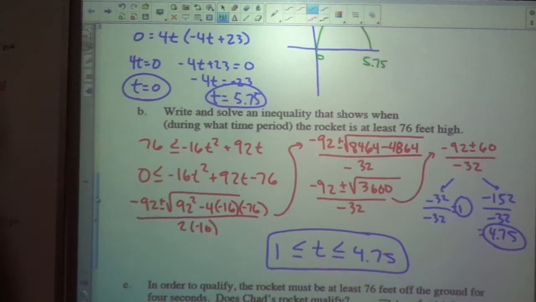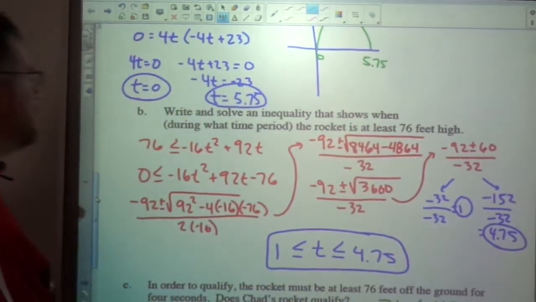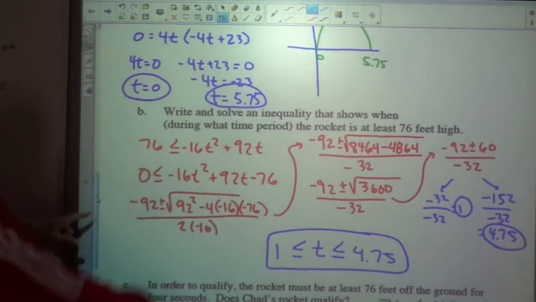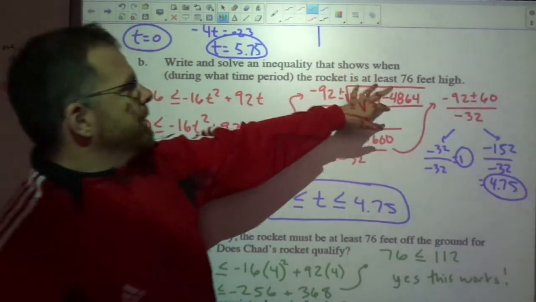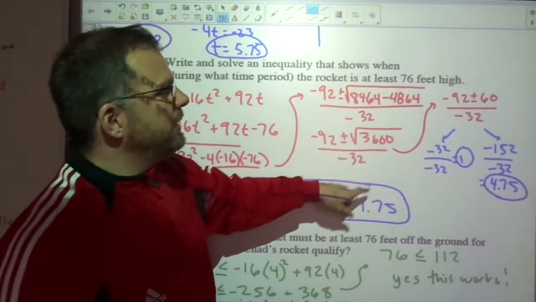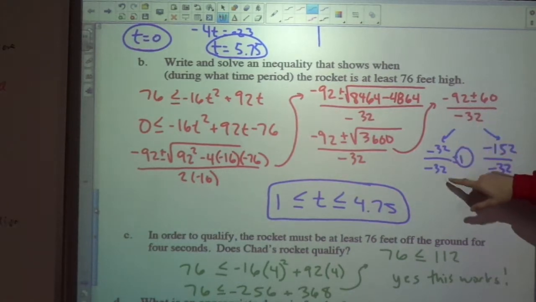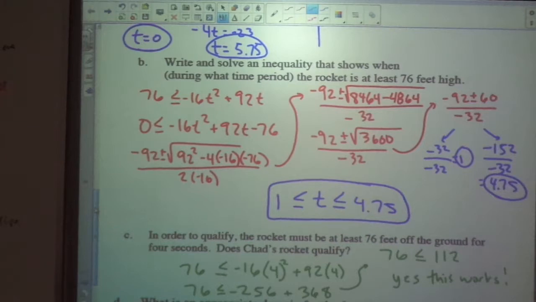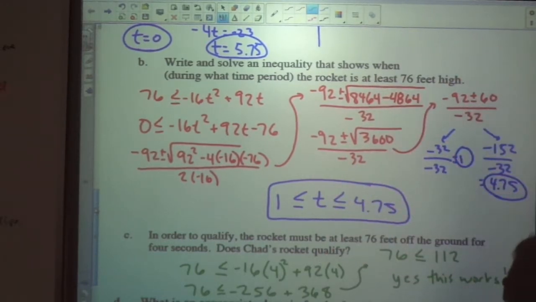Then it says, write and solve an inequality that shows when the rocket is at least 76 feet high. So I made this rocket at least 76 feet high. I subtracted it. This time I used quadratic formula, plugged it all in, simplified, got 3,600 here, which is 60. And then we did the -92 plus 60 over here, the -92 minus 60 over here, and I got 1 and 4.75. So the time that it's over 76 feet is between 1 and 4.75.